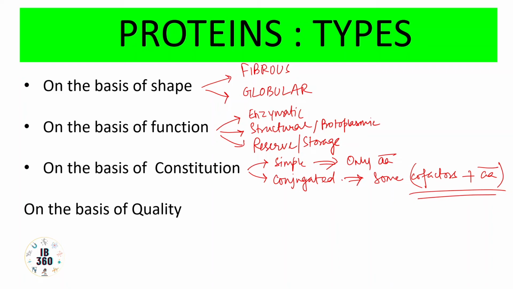Then in case of hemocyanin, there is copper with heme. In case of hemoglobin, we have iron with heme. In case of hemocyanin, we have copper with heme. Like in metalloproteins, the prosthetic groups are metals. In metalloproteins, prosthetic groups can be copper or zinc or manganese or iron. Glycoproteins would have carbohydrates as the prosthetic group.